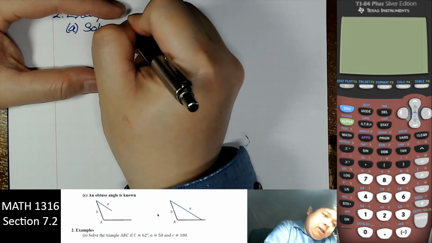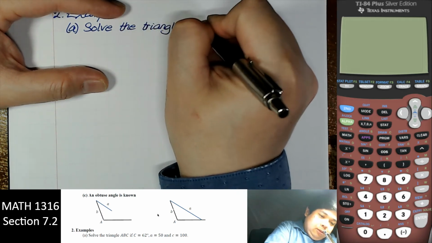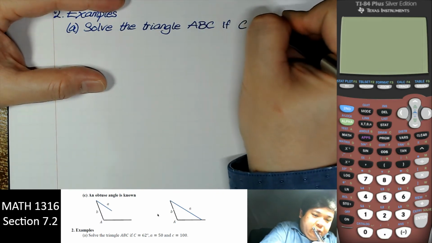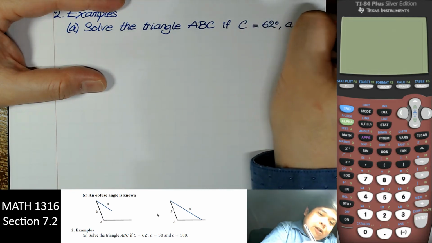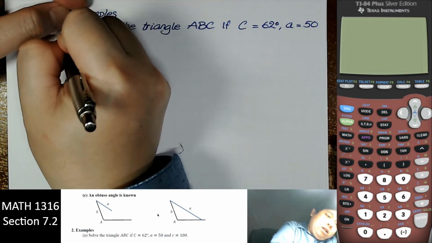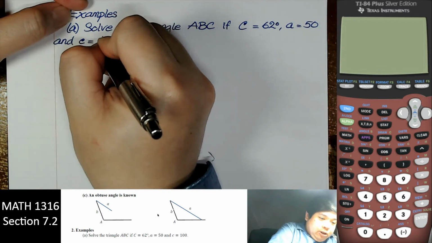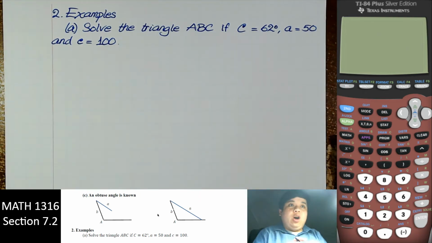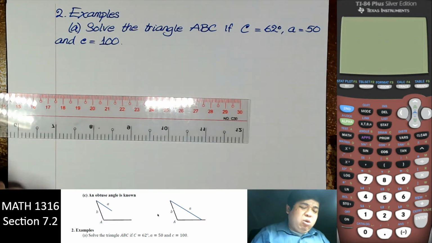Solve the triangle ABC if angle C is 62 degrees, angle A is 50, and little c is 100. Obviously, when we read the problem, big C, little c, that is the law of sines, without question. Now, even so, we may or may not have a solution, so let's at least draw a sketch.